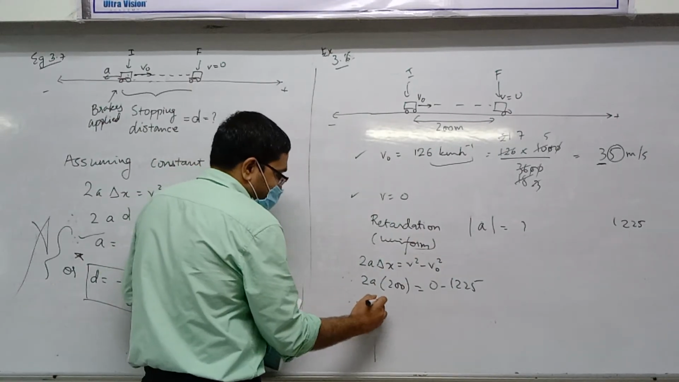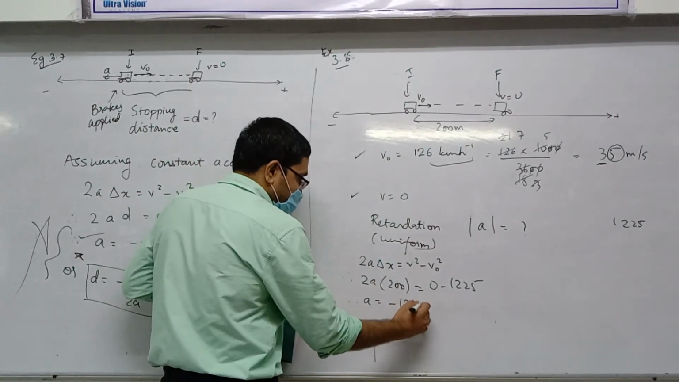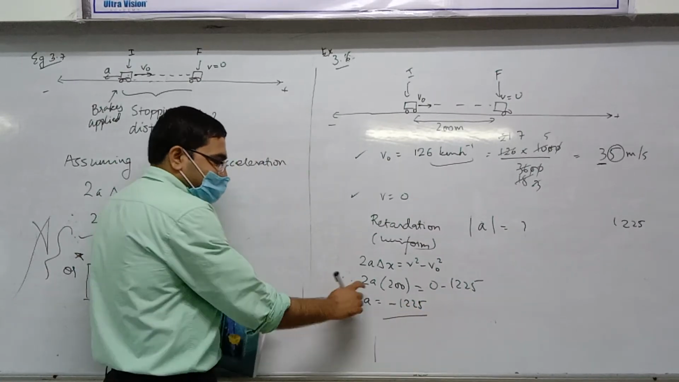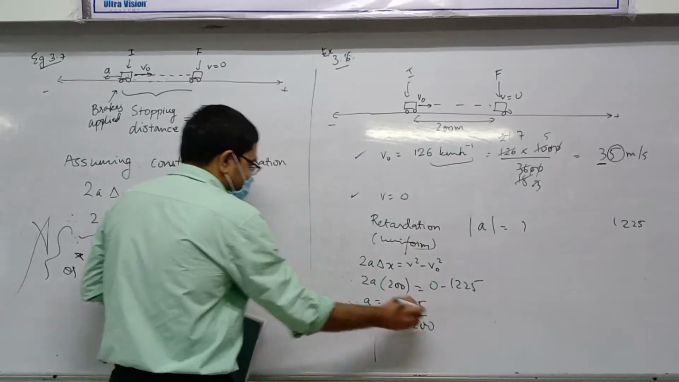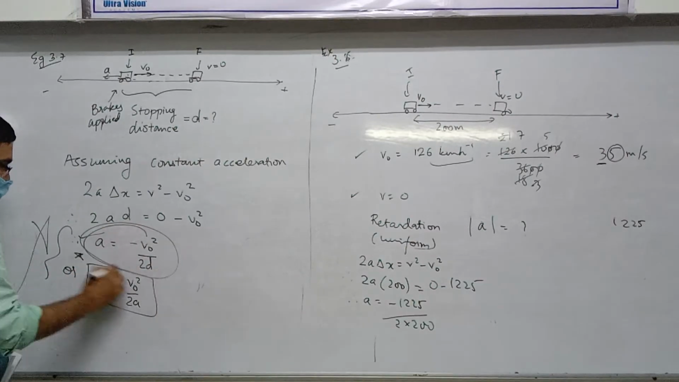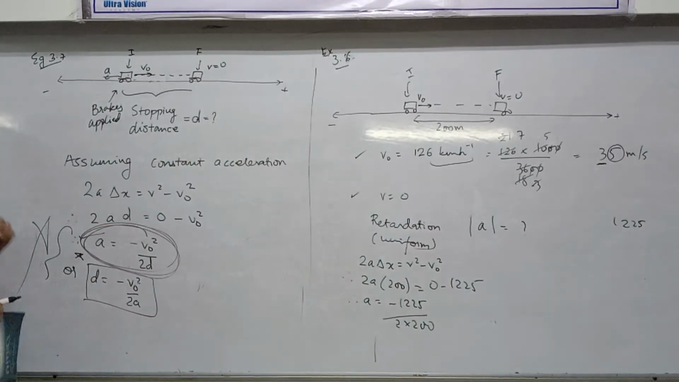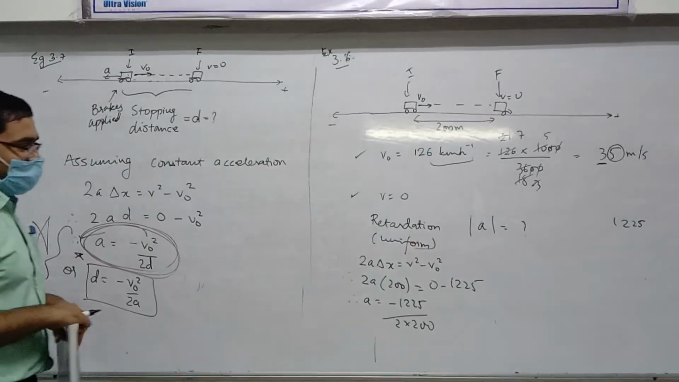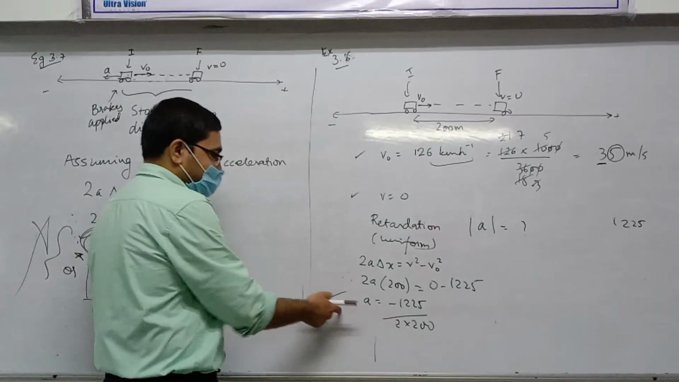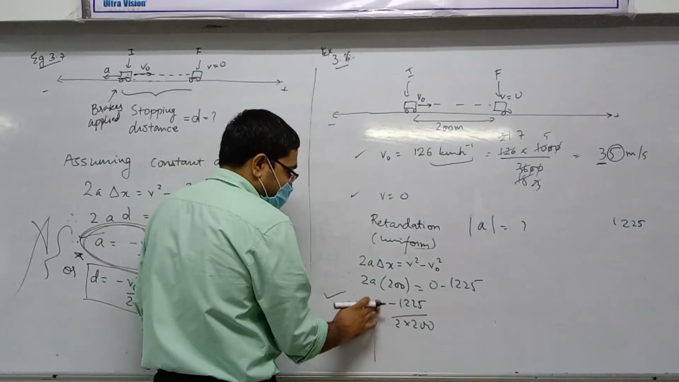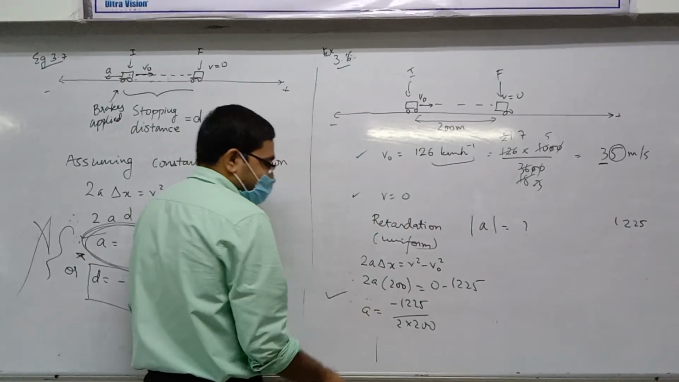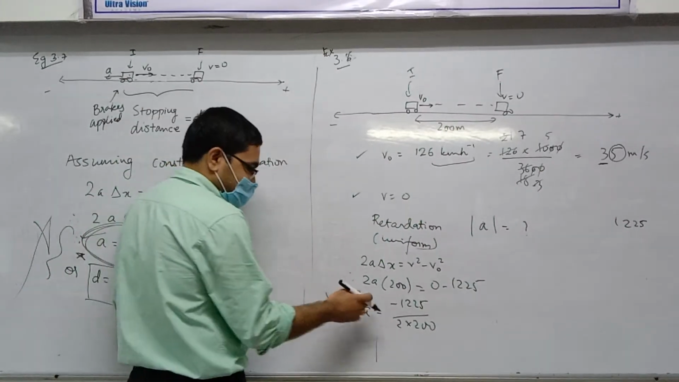Well, then, what is A equal to? Minus 1 to 25 divided by 2 into 200. Do you see? It's just like this formula. Yes or no? Sure? Okay, if you had used the formula, I would have jumped to this spot directly. Nevertheless, thank you. Now, do you all see why acceleration will turn out to be negative?